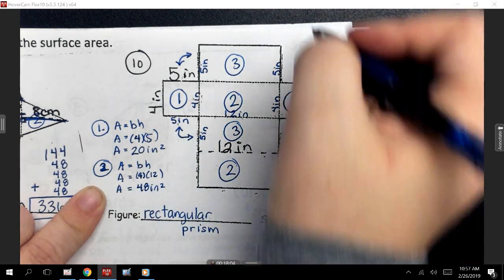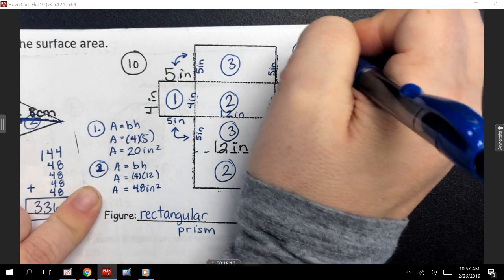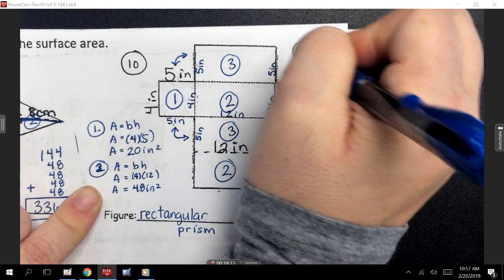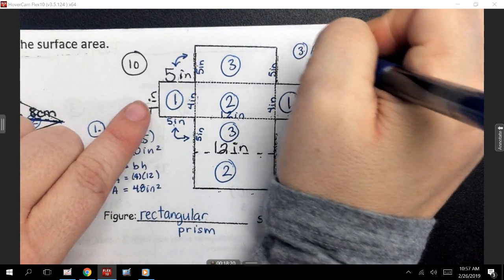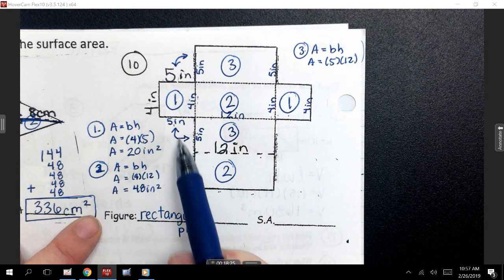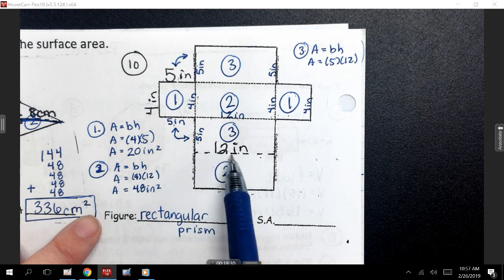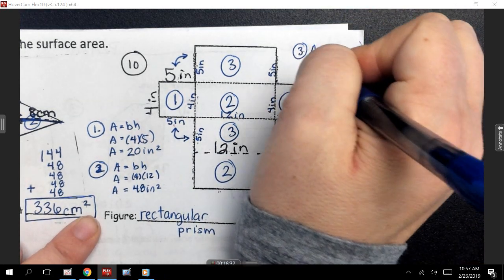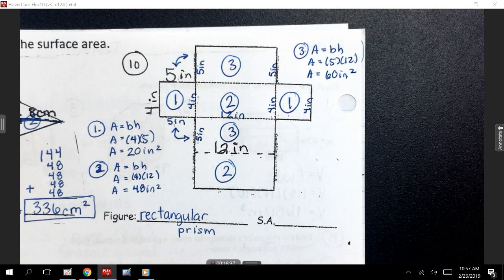All right, and then I still need to do shape 3, so I'm going to come up here and do shape 3. Area equals base times height. What is my base and height for shape 3 going to be? Camilla? 5 and 12. And in fact, if you look right here where I wrote in those 5s that folded together, I can see my 5 and my 12 together on shape 3. Are y'all okay with that? So what does that give me, Hunter? 60 inches squared.